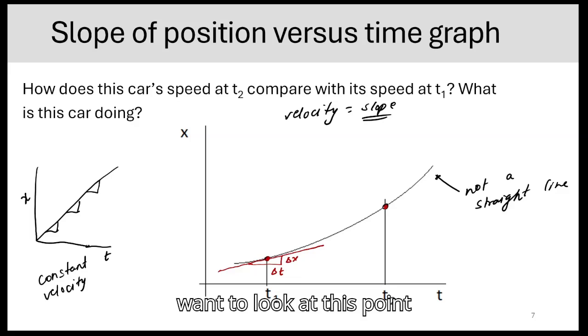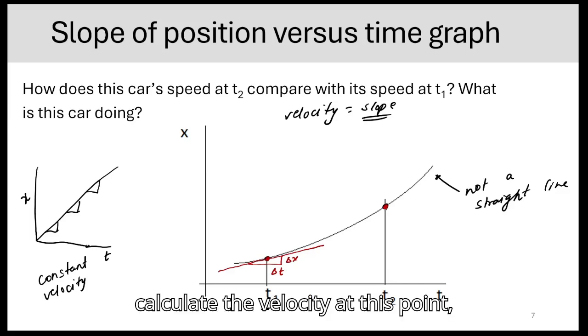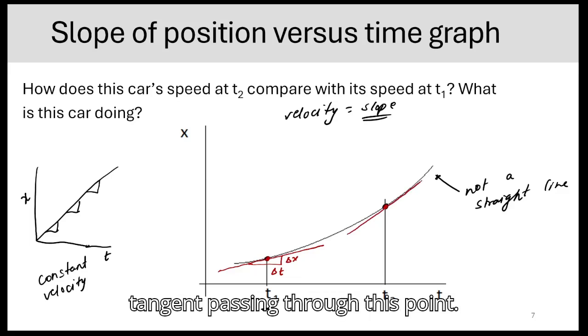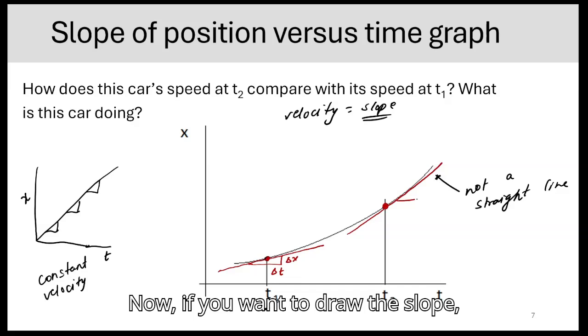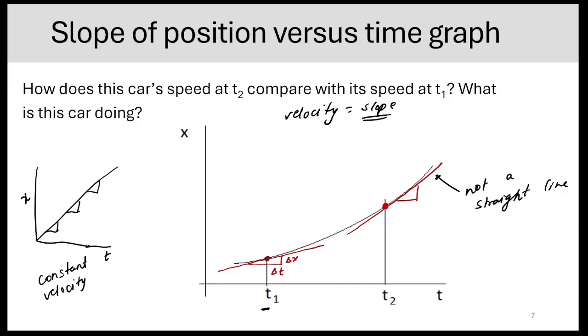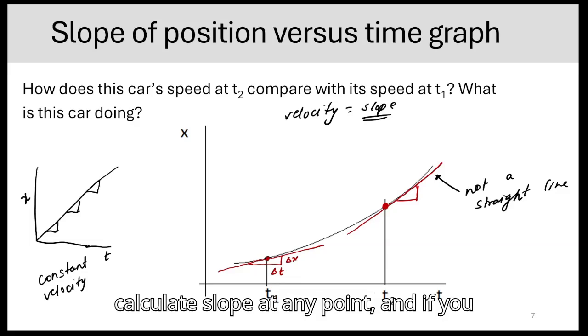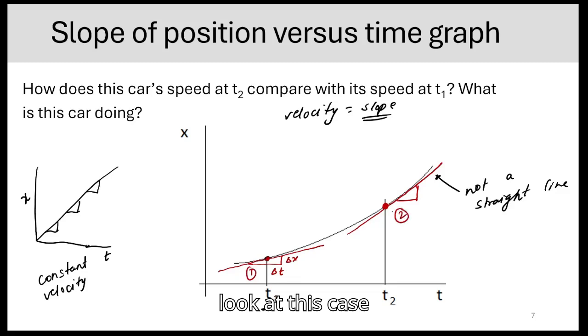Similarly, if we want to look at this point at t2, if we want to calculate the velocity at this point, again we will draw a tangent passing through this point. And now if we want to draw the slope, it's a straight line because the tangent is a straight line. You can calculate slope at any point.